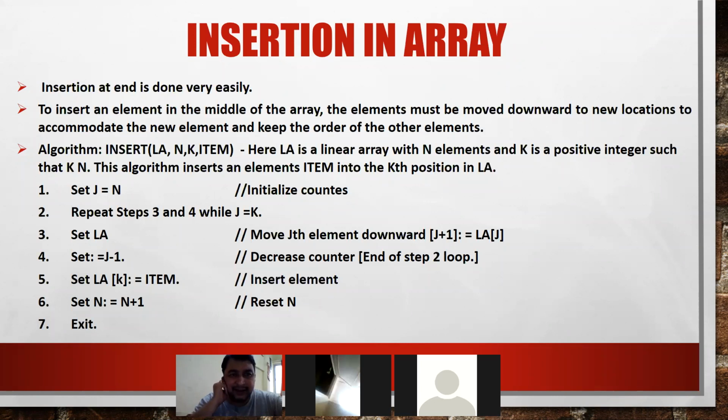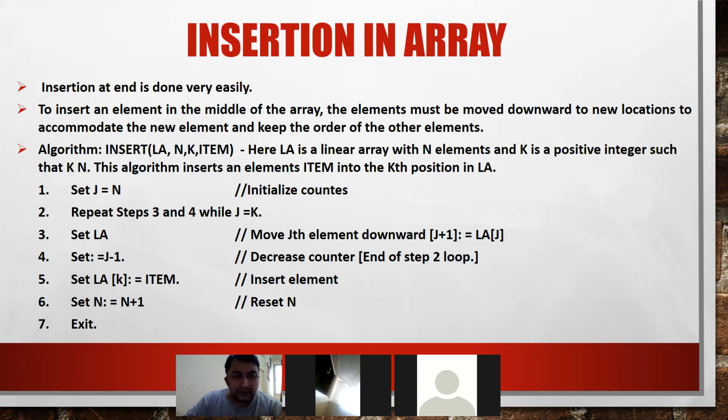There are four variables used in this algorithm: LA, N, K, and ITEM. LA is the linear array, N is the number of elements, and K is the index where you want to insert. ITEM is the element which you want to insert into that particular array, right?